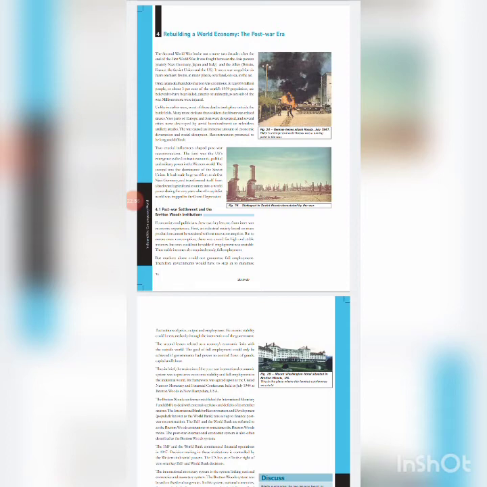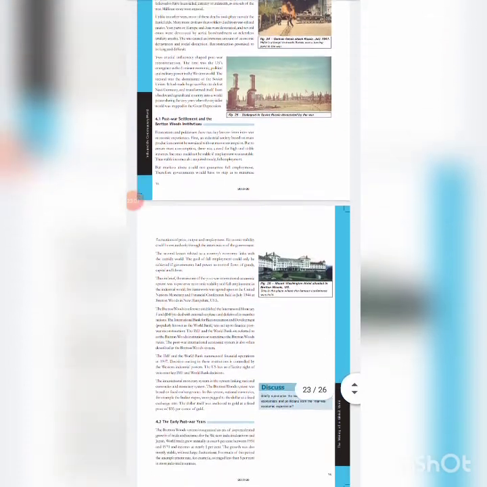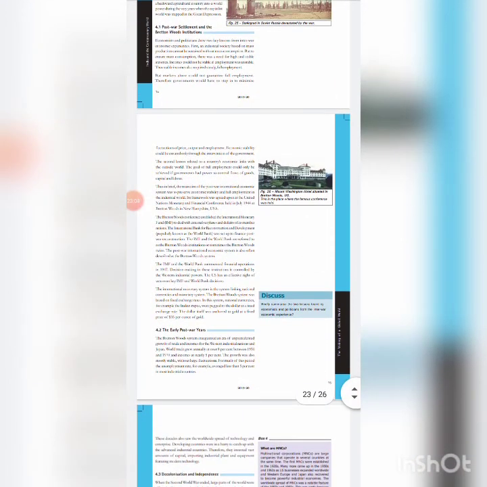Now, the post-war settlement and the Bretton Woods institutions. Two key lessons were drawn from the interwar economic experience. First, mass production cannot be sustained without mass consumption. The second lesson related to the country's economic links with the outside world.